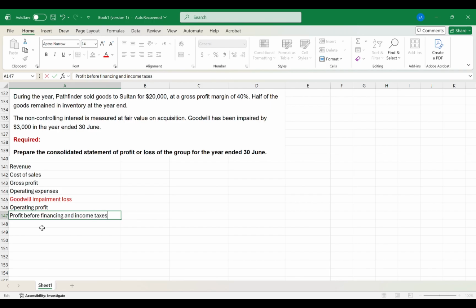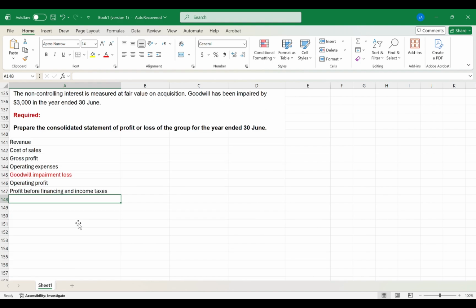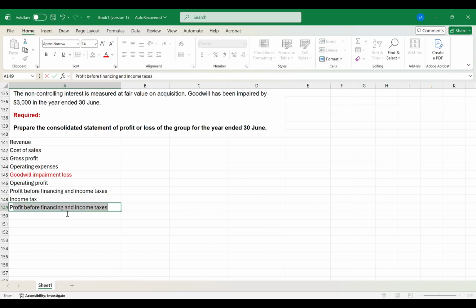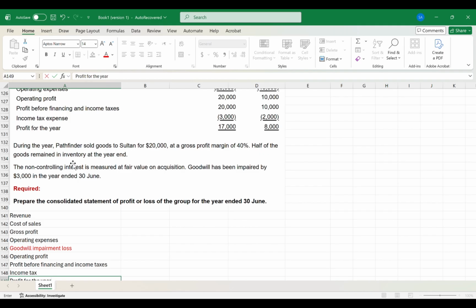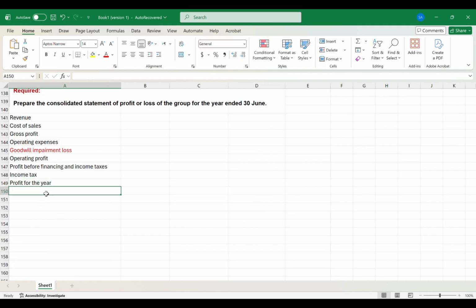And then income tax expense. Then profit for the year. So till here we have, and next one is profit. This is new. You have to allocate this profit. There is no OCI, only profit.